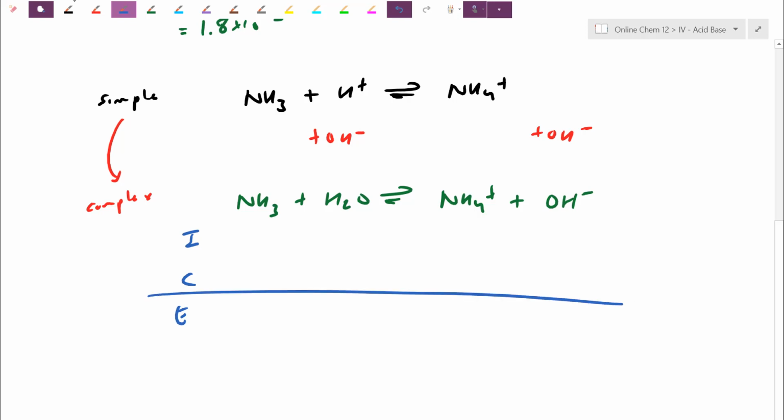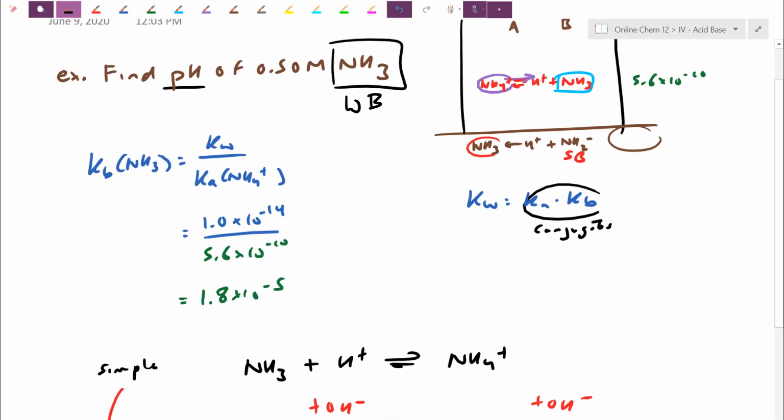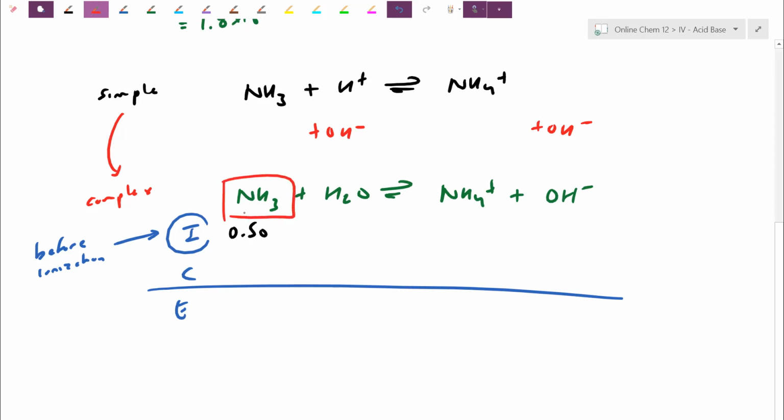We had decided it was a weak base. We found it on the table. We calculated the Kb value. The concentration that they started off giving me is 0.50, so that's going to be on the initial row. Just remember, this initial row is before any ionization. So imagine just starting off, you just produced 0.50 molar ammonia. It's all on this side right now. We actually have no ammonium and no hydroxide.